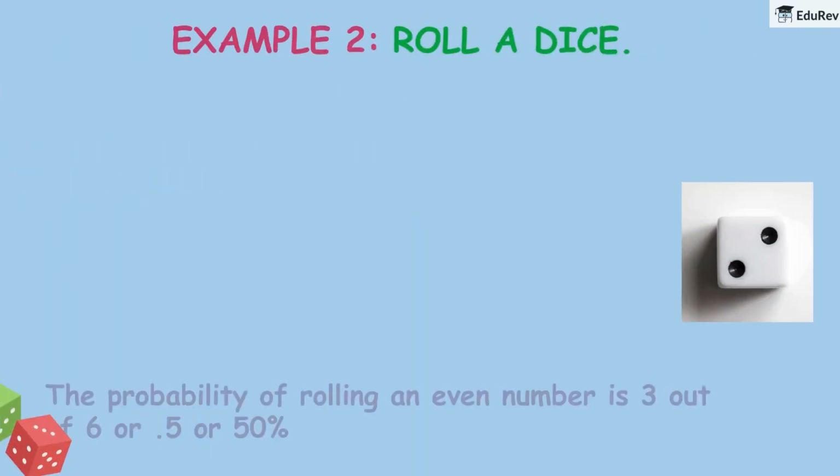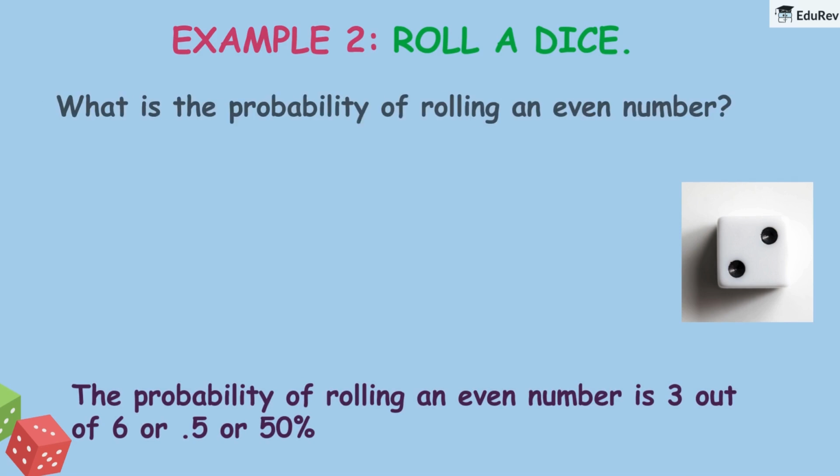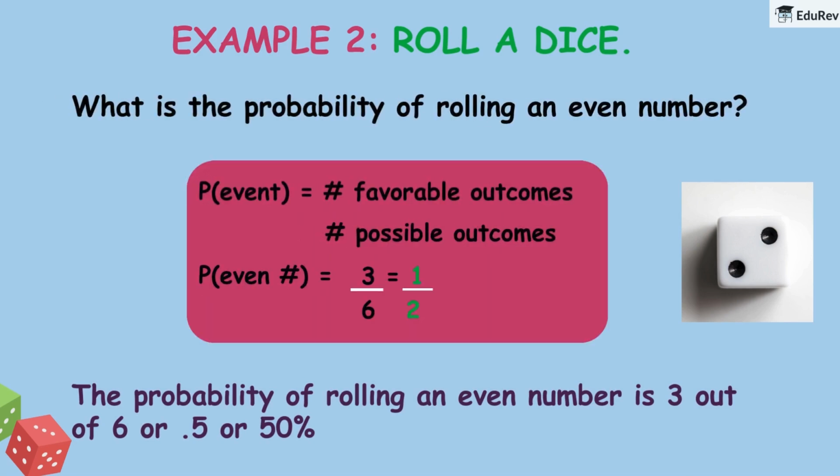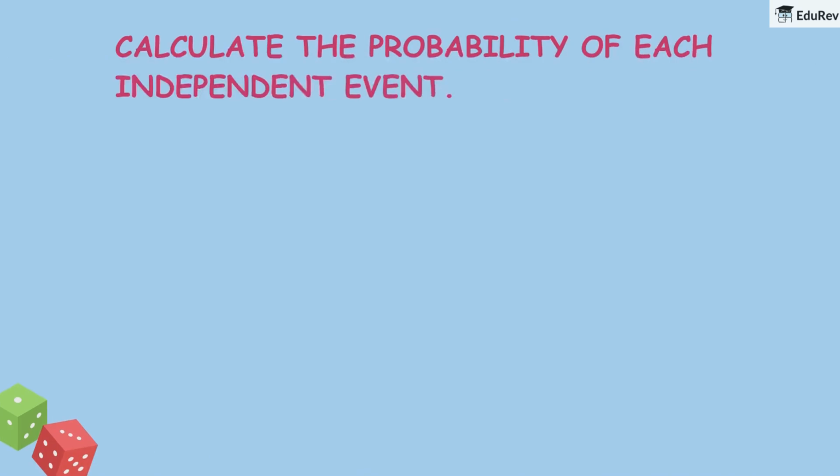Now let's consider another example, rolling a die. What is the probability of rolling an even number? The probability of the event is based on favorable outcomes, which are also known as possible outcomes. The number of favorable outcomes for even numbers is 3. Therefore, the probability of rolling an even number is 3 out of 6 or 0.5, which is 50%.